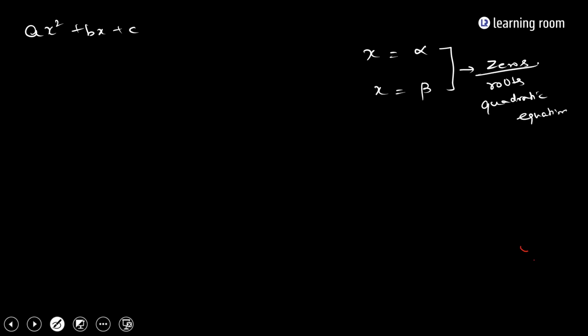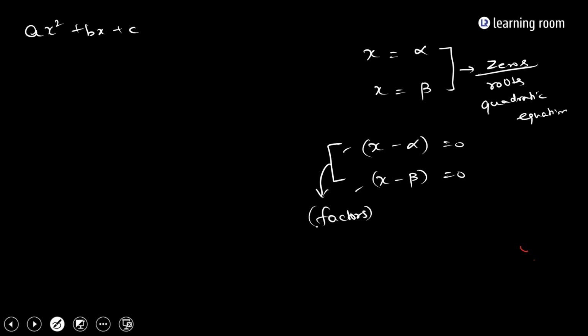So that is simple. Now, if x is equal to alpha, can I write x minus alpha is equal to 0? Yes, sir. Can I write x minus beta is equal to 0? If alpha and beta are called roots, then what are x minus alpha and x minus beta called? They are not zeros. They are called factors. Why are they called factors? What are factors? Factors are smaller numbers which, when multiplied, will give you a bigger number, a multiple.